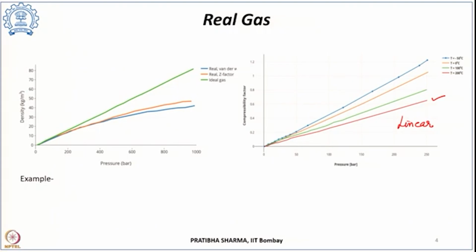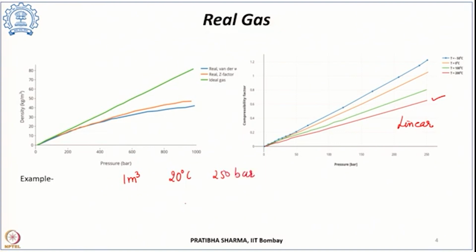real gas behavior. For example, if we consider a storage tank, let us say having a geometric volume of 1 meter cube, and the temperature condition is say 20 degrees centigrade, and we have compressed the gas at 250 bar.